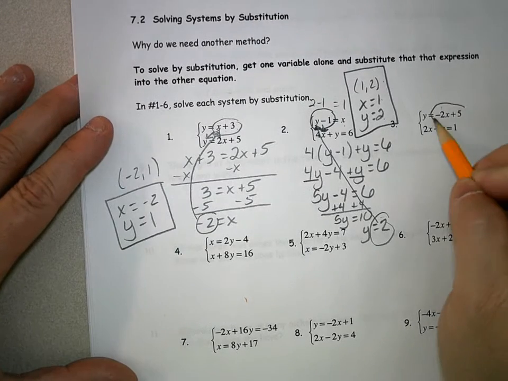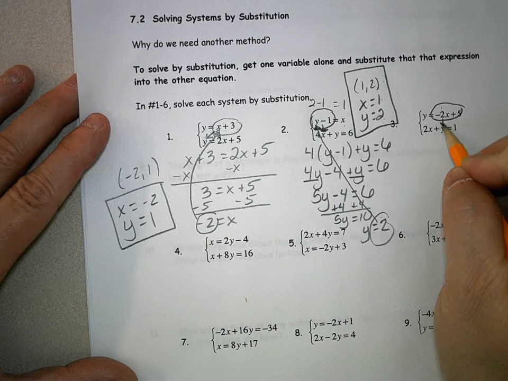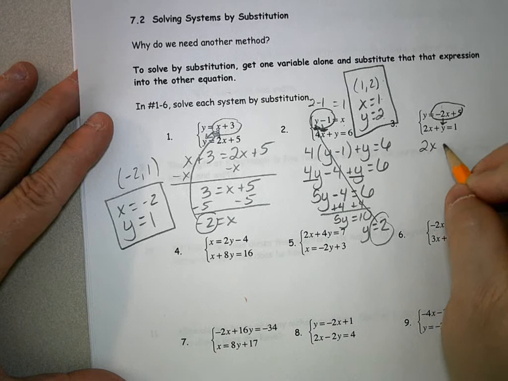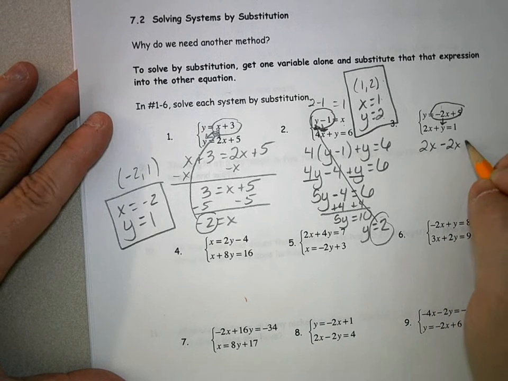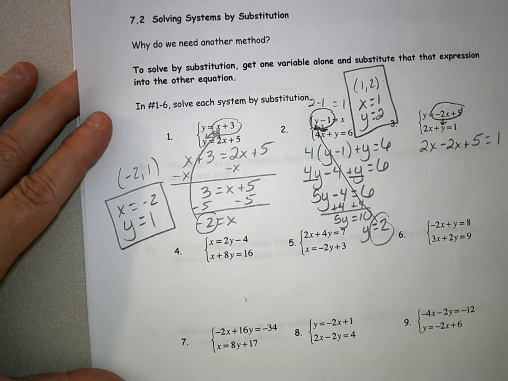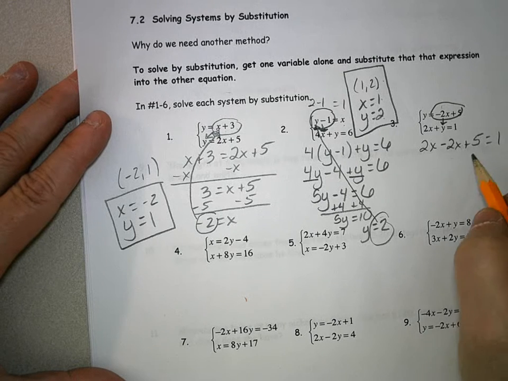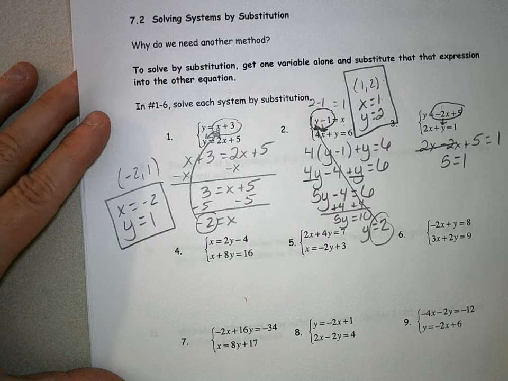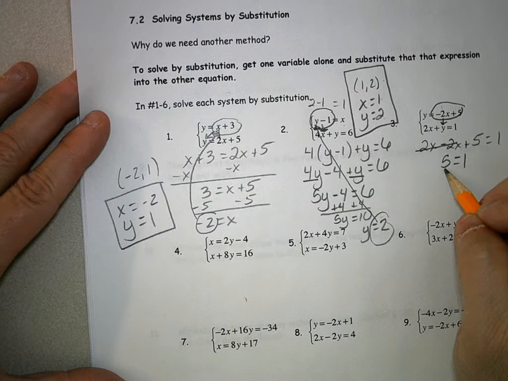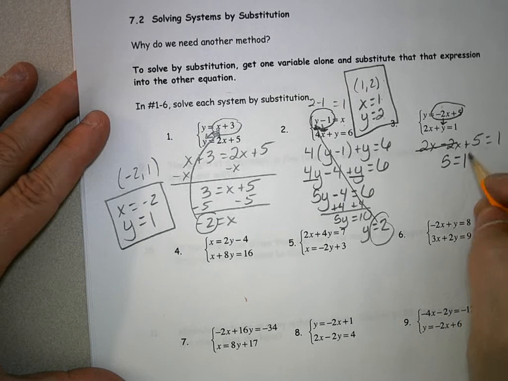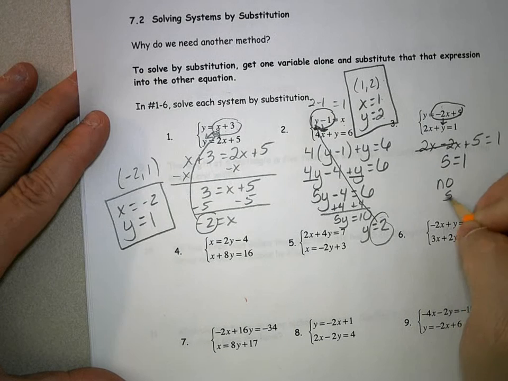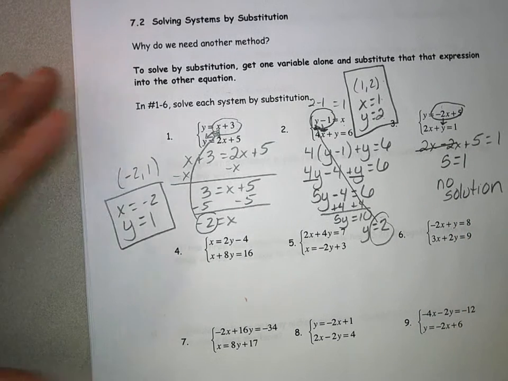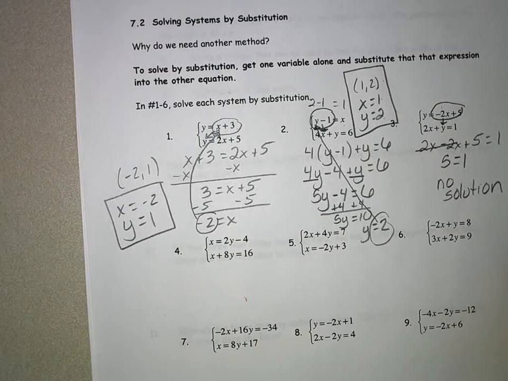Number 3, this equals y, so we're going to take that and put it in place of y. 2x minus 2x plus 5 equals 1. 2x and negative 2x cancel, and that becomes 5 equals 1. It's not true. It will never be true, so that is no solution. There's no number that will make that true.